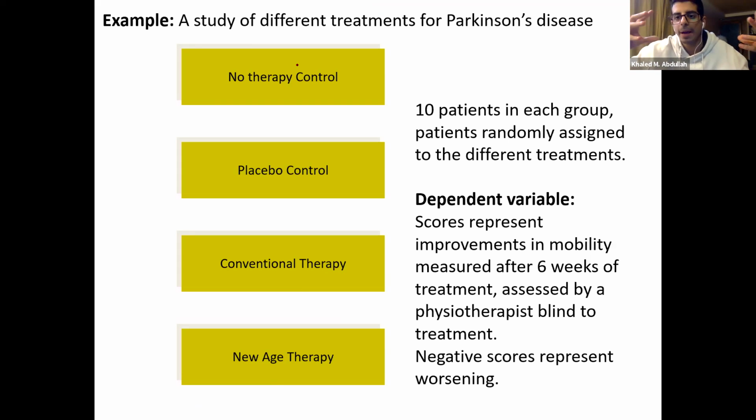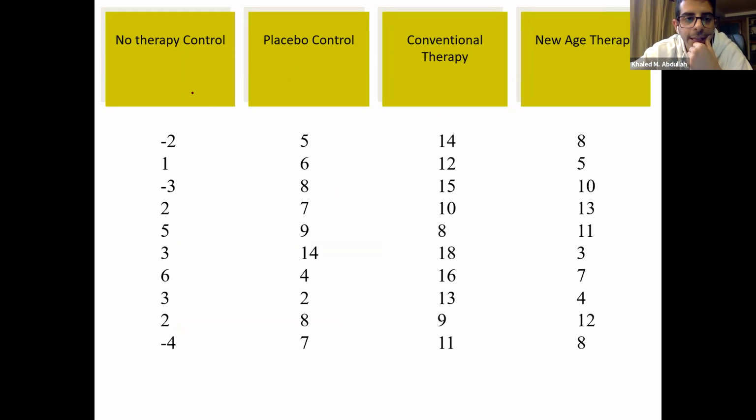Basically this combines everything that we learned in the previous lectures. This is why I keep telling you to always ask questions so that we can all understand what's going on. So here he gives you an example of how we're going to use ANOVA. He says that we have one group that's taking no therapy, placebo, conventional therapy, and new age therapy. This is an example of Parkinson's. Now this is really important.